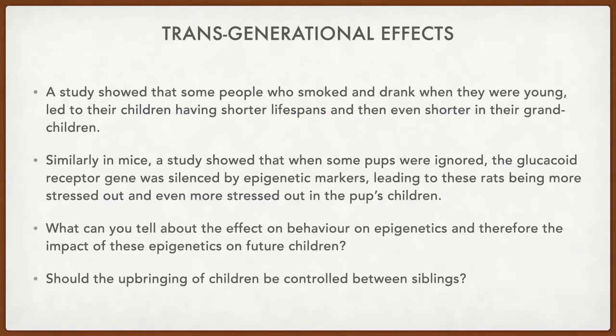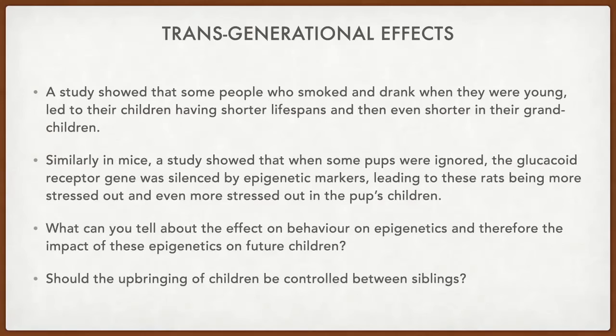So we're going to look at transgenerational effects. A study showed that some people who smoked and drank when they were young led to their children having shorter lifespans and then even shorter in their grandchildren. Similarly, in mice, a study showed that when some pups were ignored, the glucocorticoid receptor gene was silenced by epigenetic markers, leading to these rats being more stressed out and even more stressed out in the pups' children. What can you tell about the effect of behavior on epigenetics and therefore the impact of these epigenetics on future children? Should the upbringing of children be controlled between siblings?